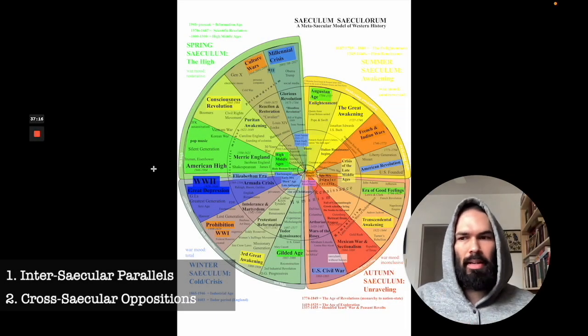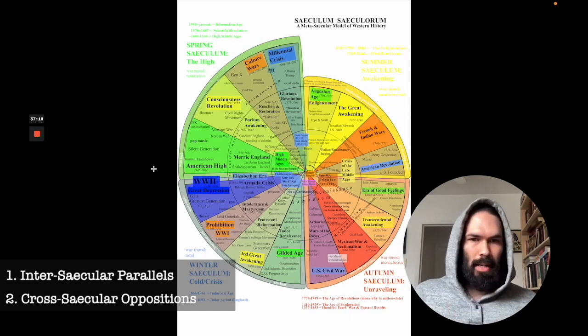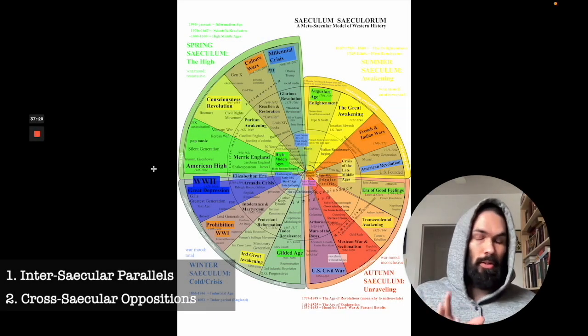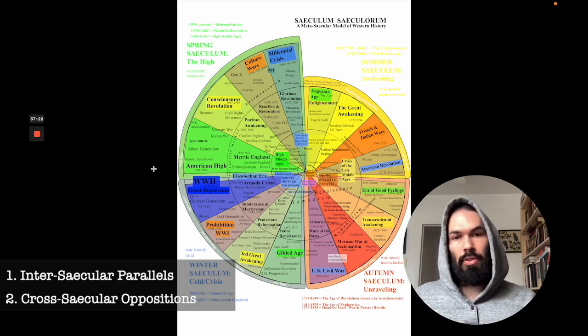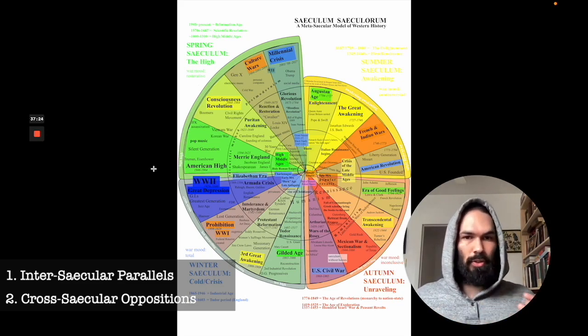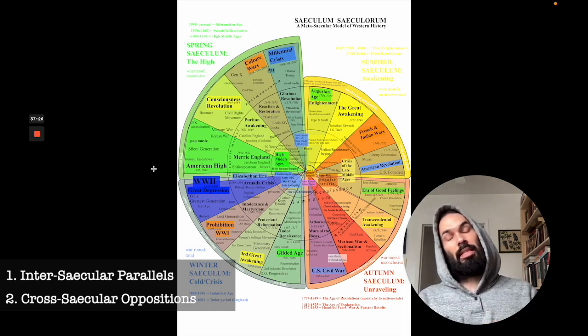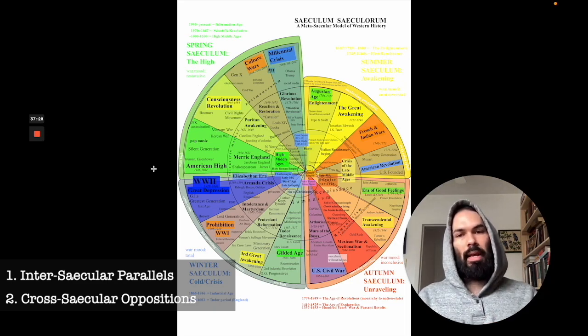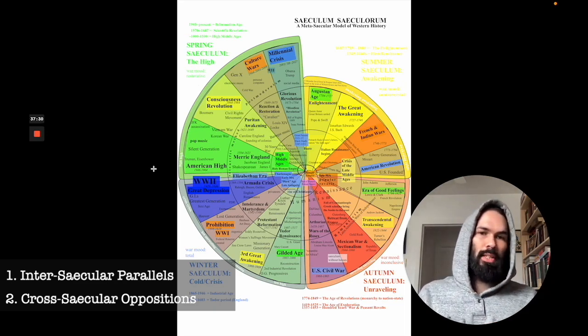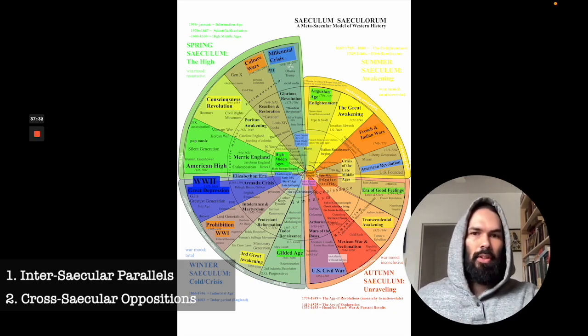Okay, so the two main concepts that I want to give you, these are the absolute most important. There are other ones that are also very important and very useful, but these are the absolute main concepts. So what we see here is you have the spring saeculum, which is a 4-generation time block.